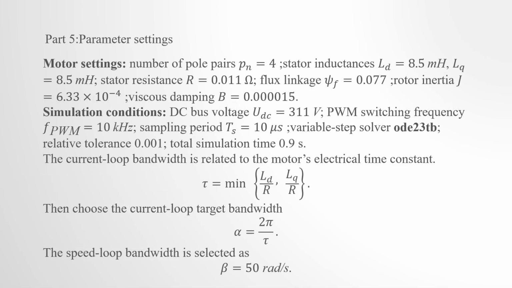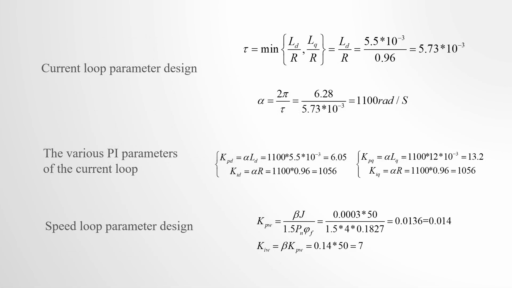Now let's start from part 5, parameter settings. As the PDF shows, first we need to determine the motor parameters under the simulation conditions. Then, based on the electrical time constant, determine the target bandwidth of the current loop, and select a lower bandwidth of the speed loop. The current loop PI parameters and the speed loop parameters were calculated as the PDF shows.